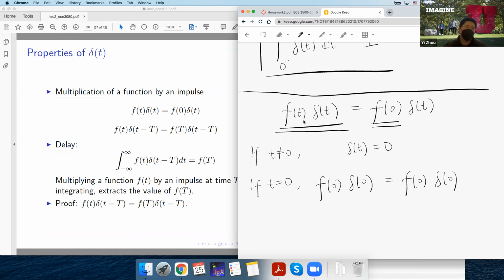Whenever you see any signal multiplied by the impulse signal, you can always ignore the signal and only treat it as a constant value, a fixed value evaluated at 0. So the difference between the two is that if you want to integrate the left-hand side, you have to integrate over f, because there's a variable t there. But if you do integration with the right-hand side, you no longer have any time variable involved in the signal f. Then you can treat this as a constant and only take integration with regard to delta(t).